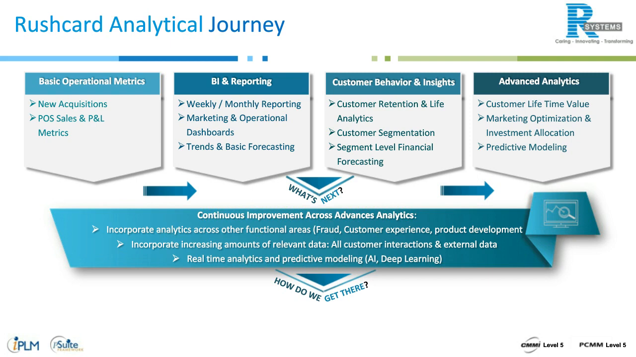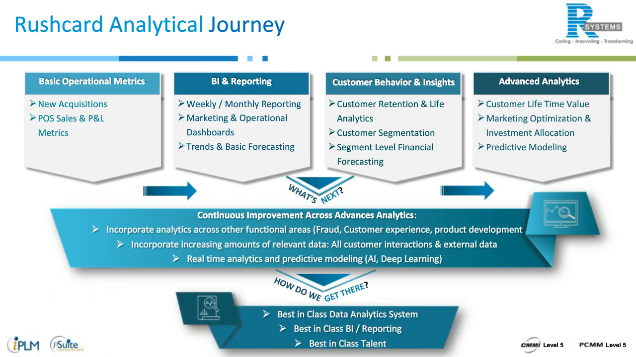And what do we need for that? We need to build a best-in-class data analytics system, which means data infrastructure as well as the tools that we use, which would include tools for BI and reporting. And to do all of this, what we need is best-in-class talent. And I would say that all of these are needed to get to the transformed state of analytics. If any one of these components is missing, it's going to be very difficult for us or for any organization to get there.